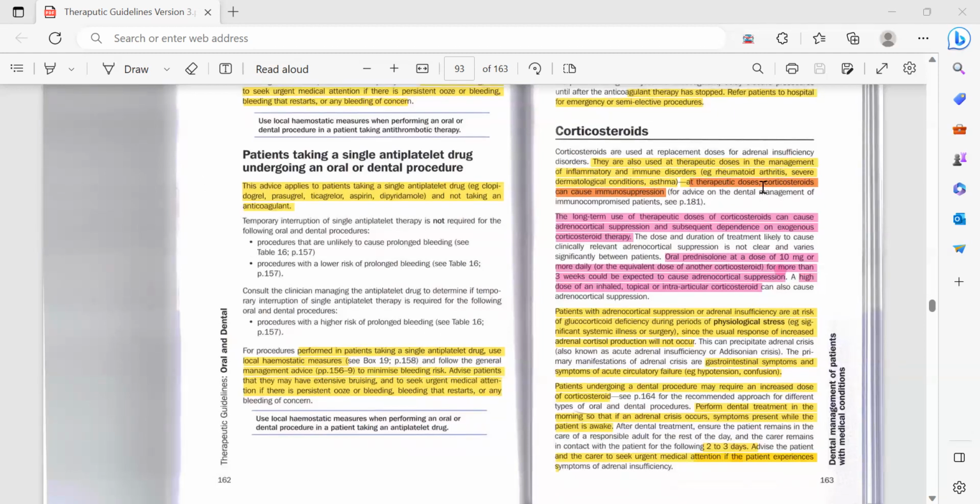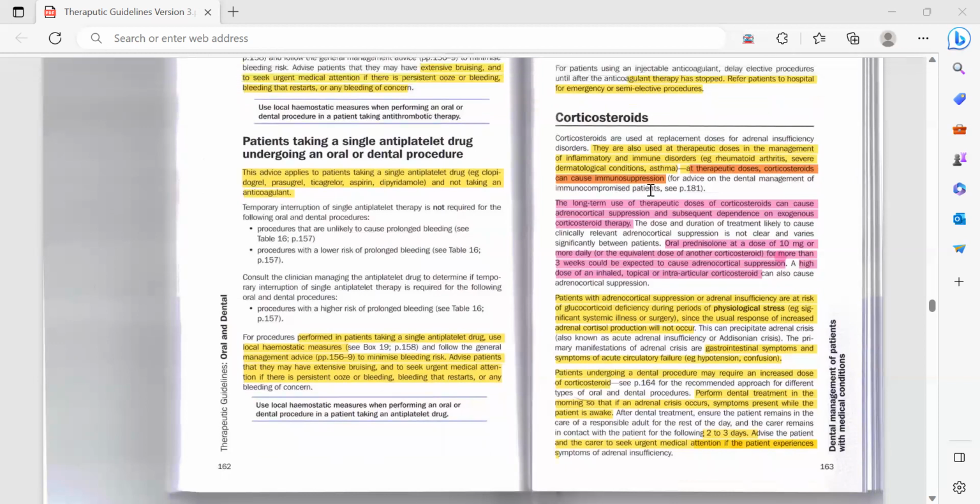And at therapeutic doses only, they have the potency to suppress the immune system. So that is the cause why there are so many ill effects that this drug can do, because it has the direct side effect that it lowers your immune system.